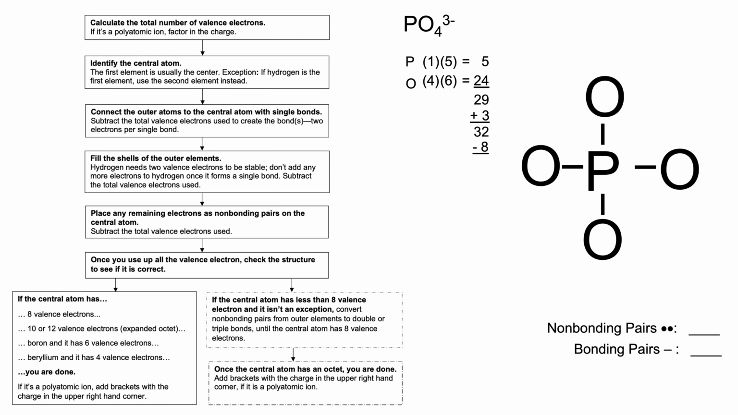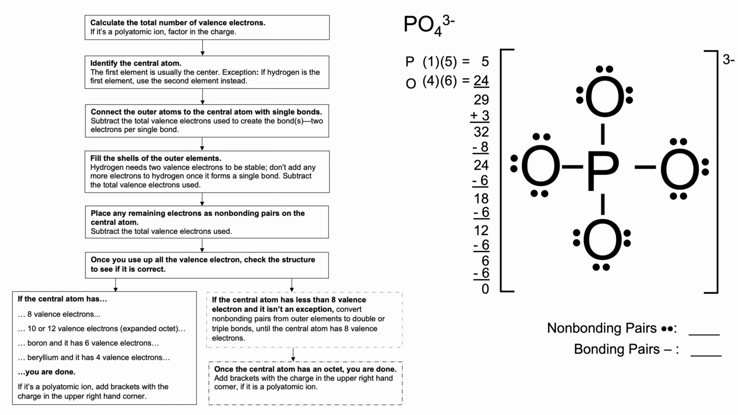Now I'm going to go through and fill the shells of the outer elements. As I'm doing that, I'm subtracting and I'm being careful with the inventory to know how many electrons I have left over. Once I've filled all of those outer shells, I have 0 electrons left over at this point. When I check the central atom, phosphorus has 8 valence electrons. It's following the octet rule, so I stop.